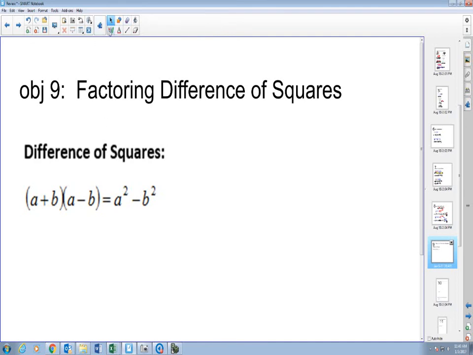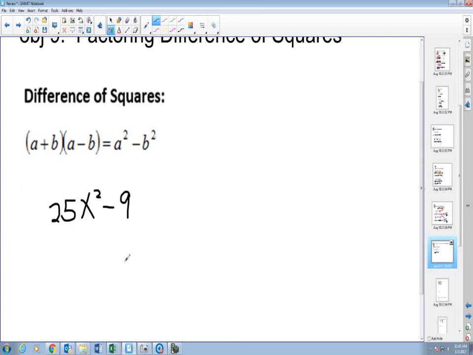So for example, if I have 25x squared minus 9, what you see is a subtraction sign between two perfect square terms. So this is a difference of squares. So what is your A? What was your A before it was squared? What was 25x squared before it was squared? It's got to be 5x.